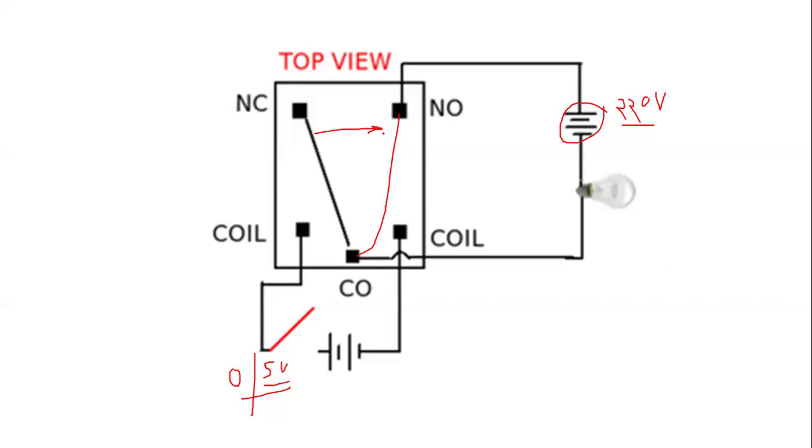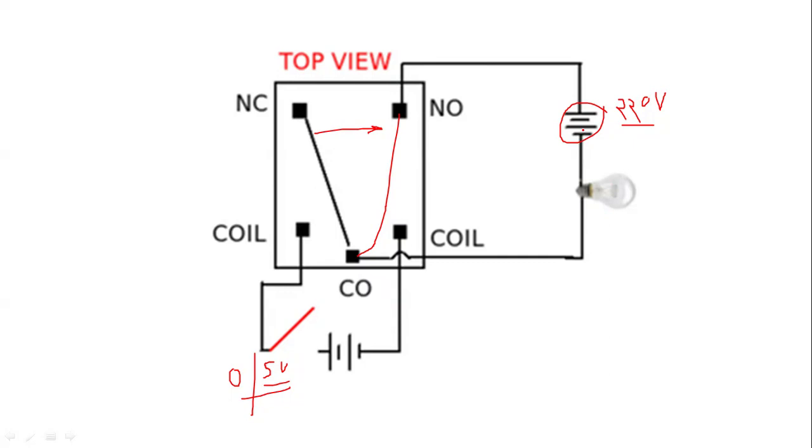So now when this gets connected, you can see your circuit will be closed, and after closing the circuit, you are going to get output over here, that your bulb will be on. That can be 220 volt, or that can be a DC supply also.